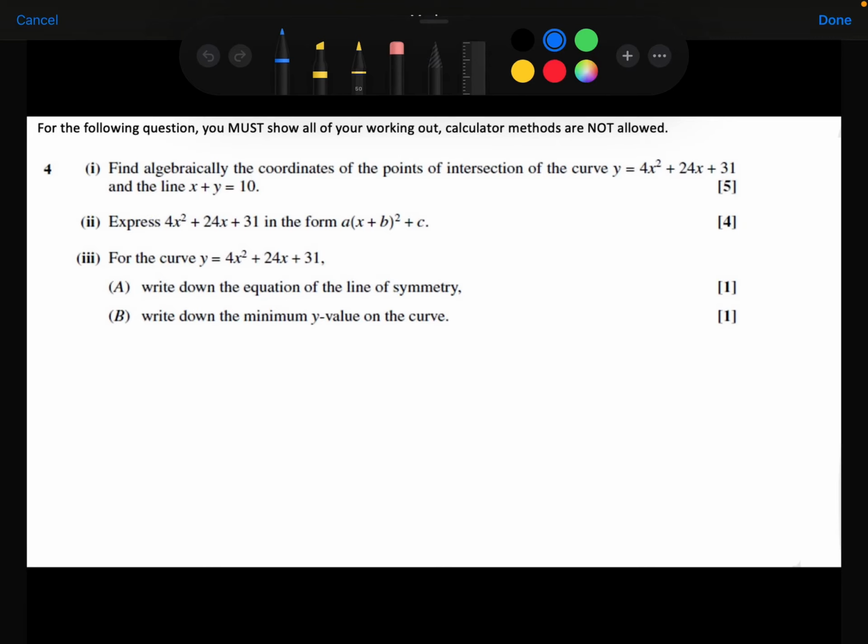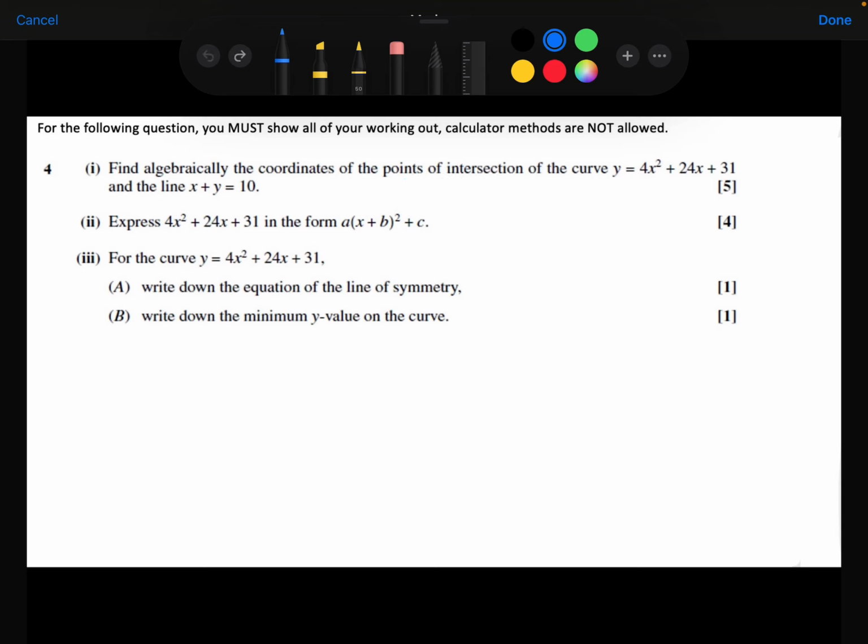For the following question, you must show all your working out and calculator methods are not allowed. So part I, find algebraically the coordinates of the points of intersection of the curve y equals 4x squared plus 24x plus 31 and the line x plus y equals 10. Points of intersection, we're doing simultaneous equations because they will have the same x and y coordinates.